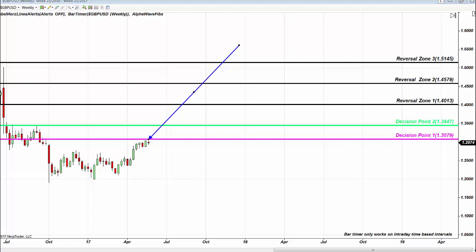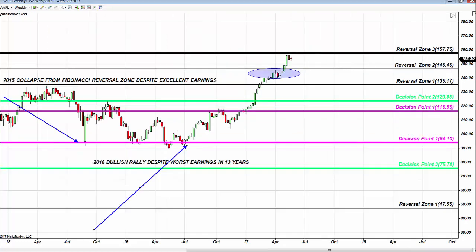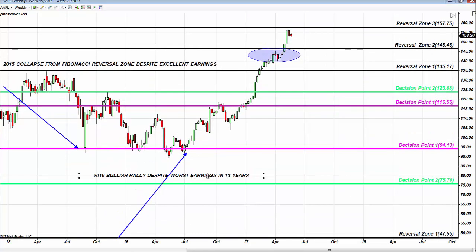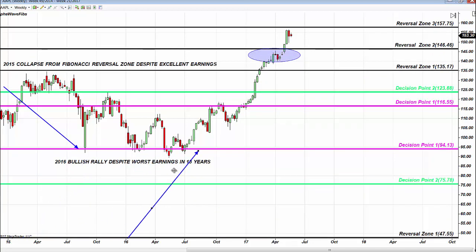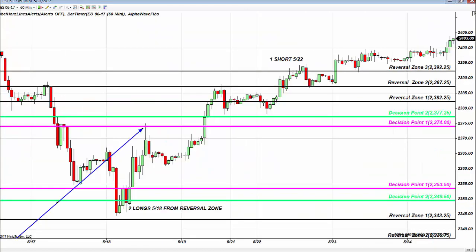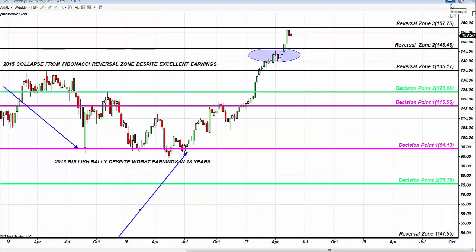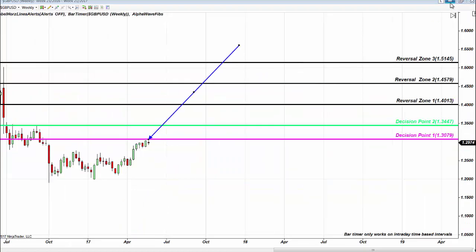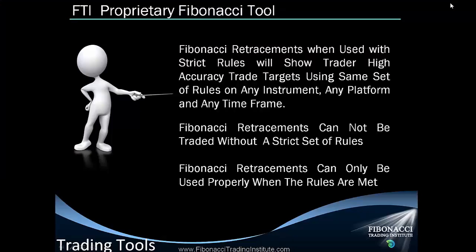This is the exact same level that was present on Apple, a chart present in the trading room for the last 4 years, when Apple came out with the worst earnings in 13 years, but this was crucial Fibonacci support. Identical formula as on S&P this morning. No surprise. If I remove the name of the instrument, that's when you recognize. If you found the strategy that works, it should work on any instrument, any time frame, because price action remains the same. Never forget that.